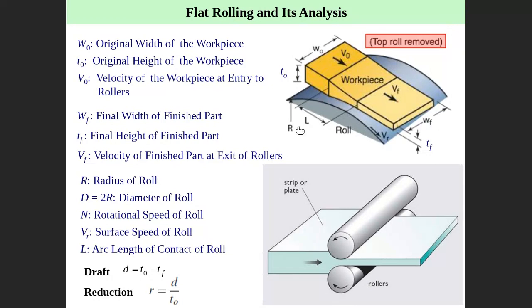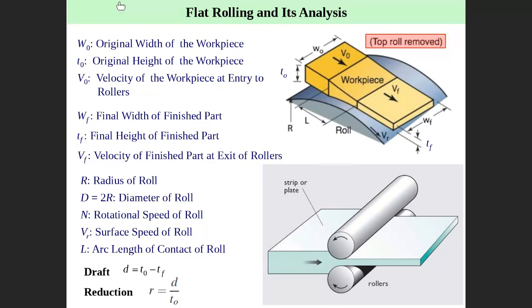This is a roller. VR is the rotating speed of the roller. This is the terminology you can see here. D is the roll diameter. N is the RPM of the roller. L is the contact length between roller and workpiece. R is the radius of the roll.